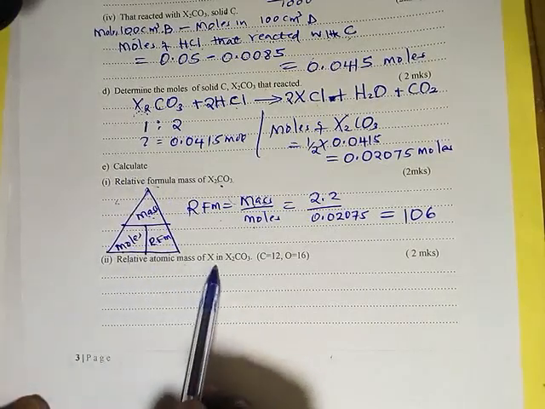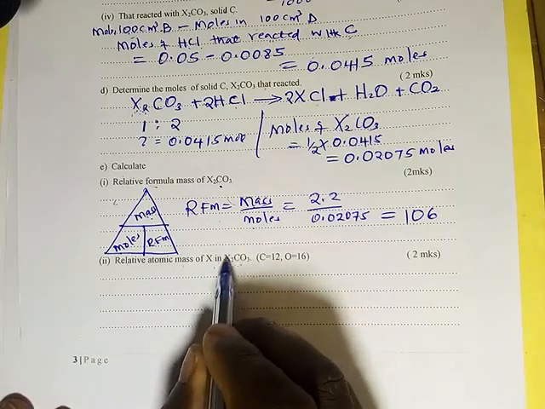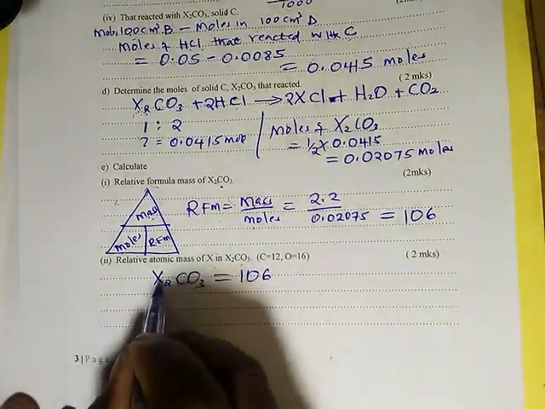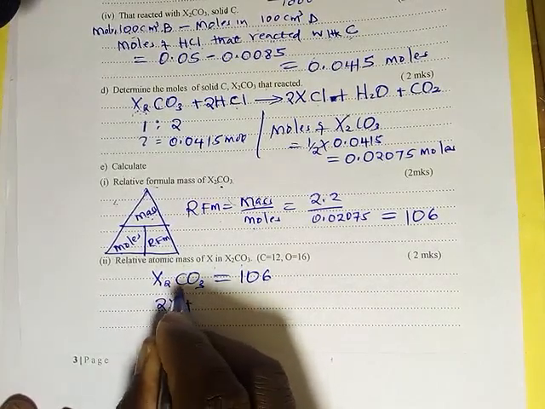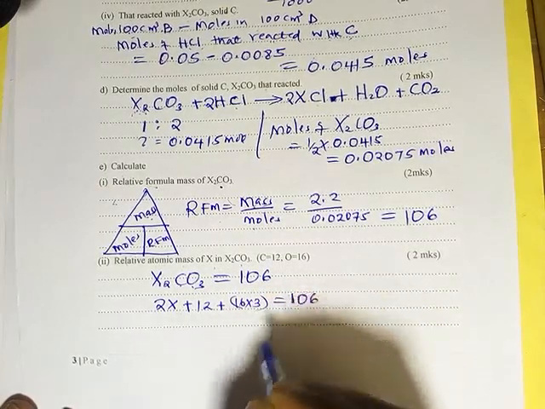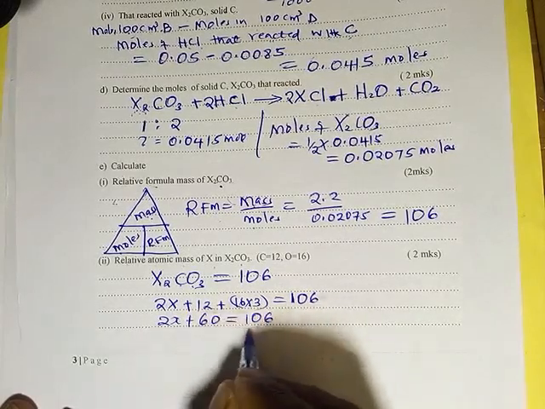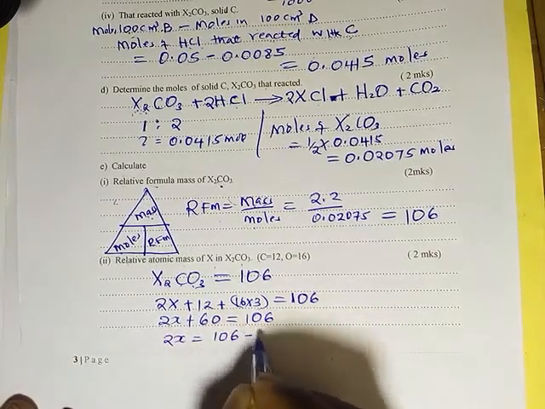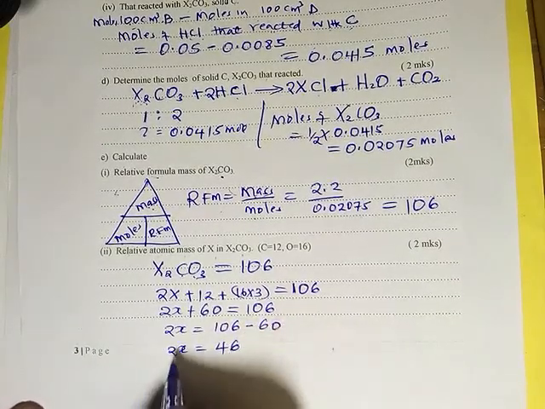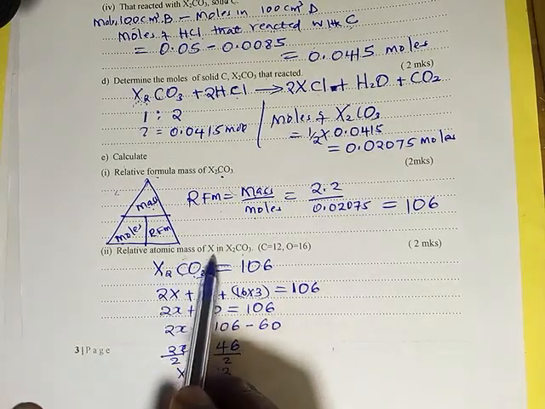Determine or calculate the relative atomic mass of X in the solid C. But we know now, since we have the RFM of the carbonate, it means that X2 carbonate equals 106. So X, there are 2 of them, so we say 2X plus carbon, which is 12, plus oxygen, that is 16 times 3, will give us 106. 2X plus 60, because this is 48 plus 12, equal to 106. Take like terms together, take this one there. 2X is equal to 106 minus 60. So 2X is going to give us 46. So we want the value of X, divided by 2, divided by 2. So X is equal to 23. So the relative atomic mass of X is 23.